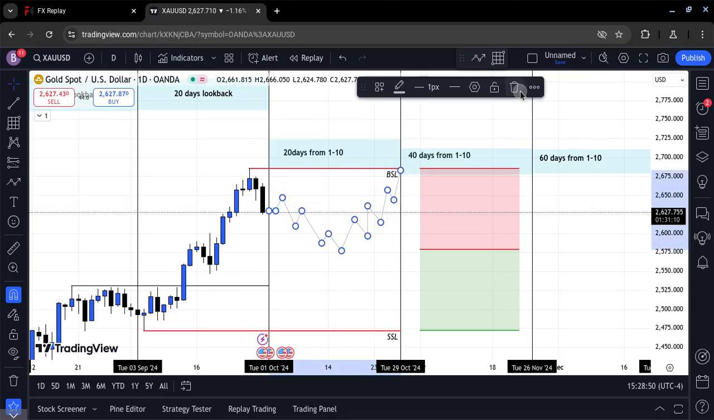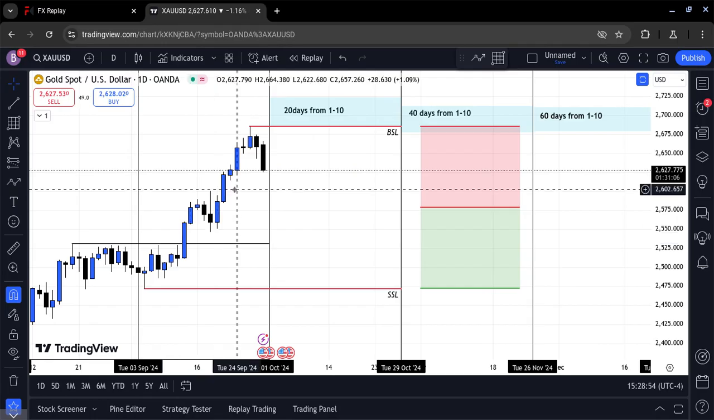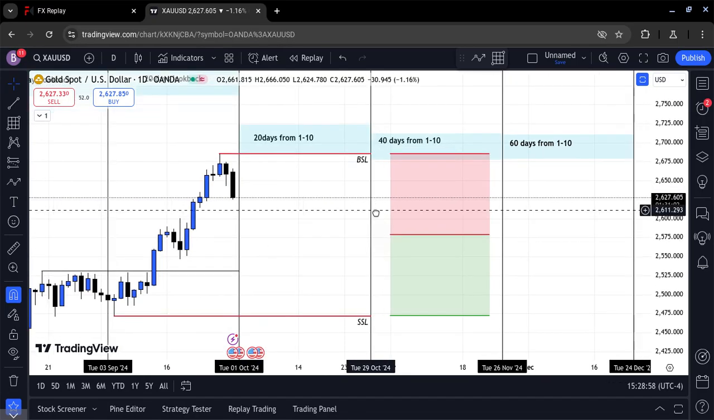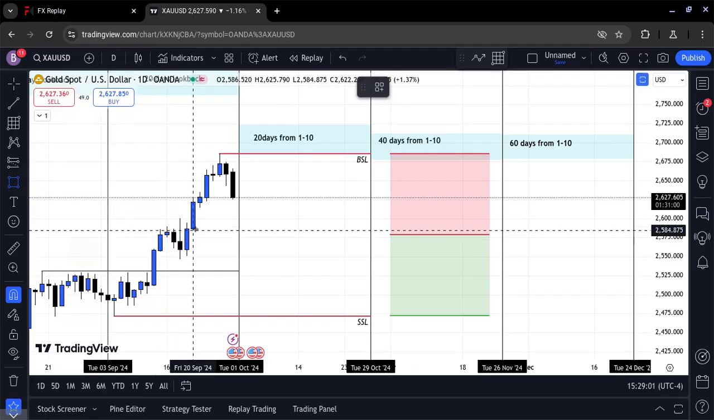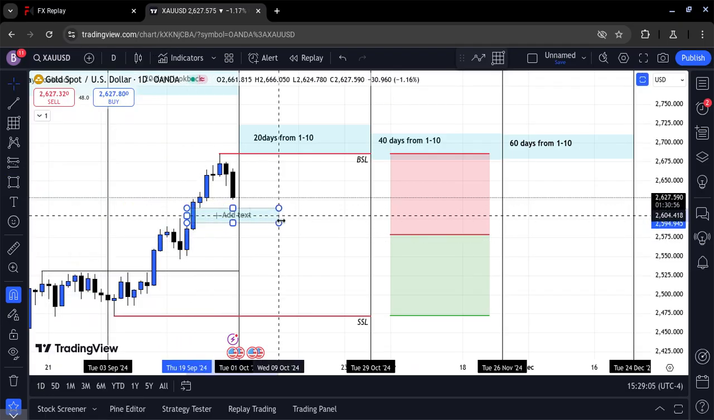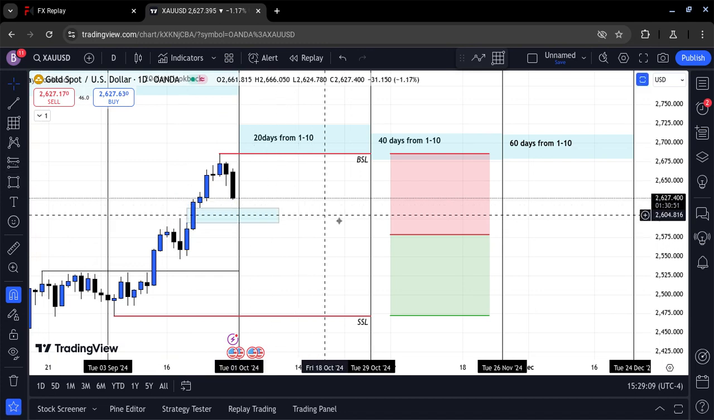Don't just look at these major order blocks, this order block or this FVG, this FVG. Do not just look at it. Instead, look at time as well. Of course, this FVG right here plays a major role. Why? Because, well, basically it's in the premium.